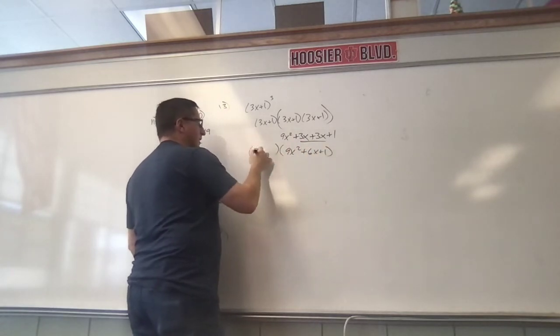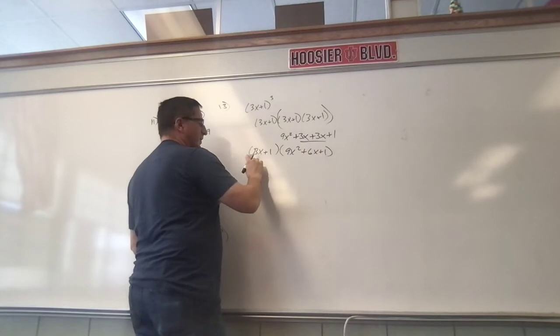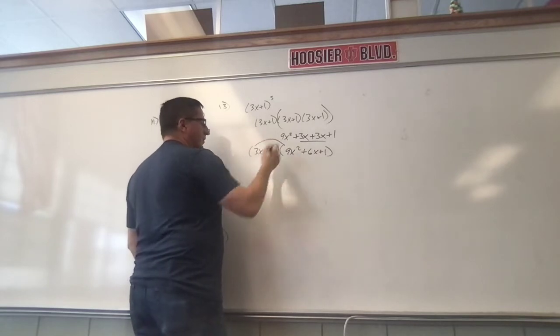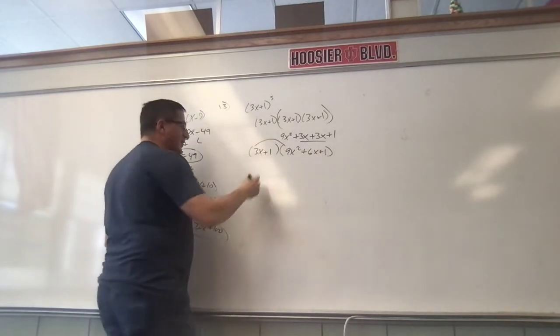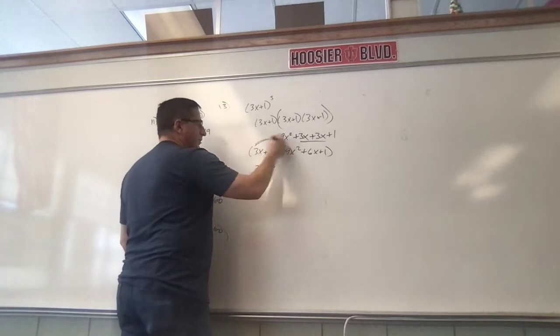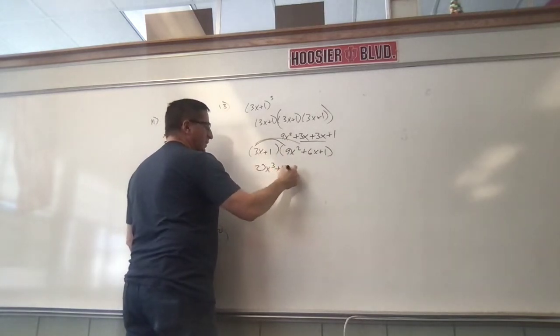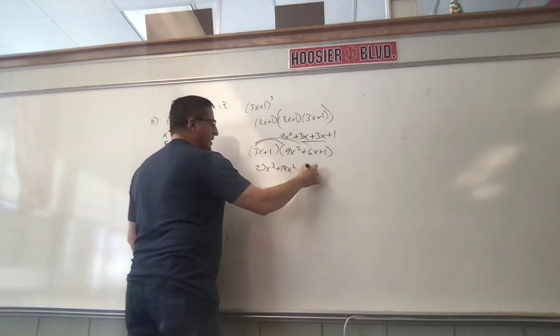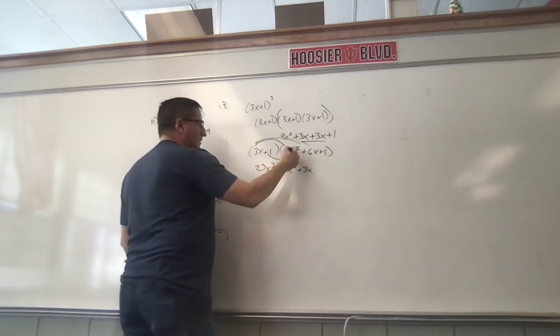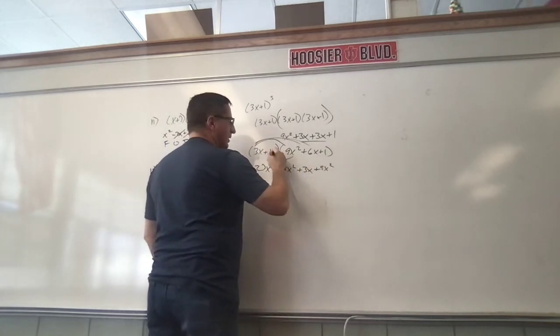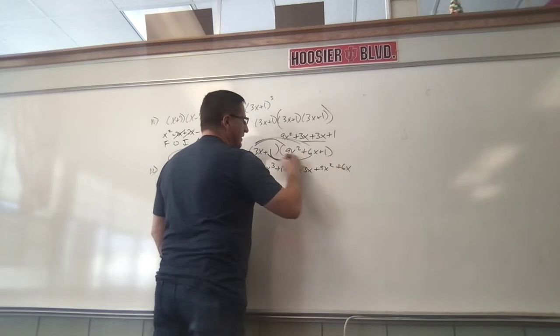And then we multiply by 3x plus 1. So we're going to multiply each of these first by 3x and later on by 1. So 3x times 9x squared is 27x to the third. 3x times 6x is 18x squared. And 3x times 1 is 3x. Then we multiply by 1. 1 times 9x squared is 9x squared. 1 times 6x is 6x. 1 times 1 is 1.